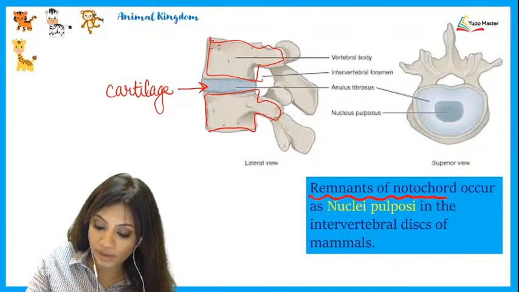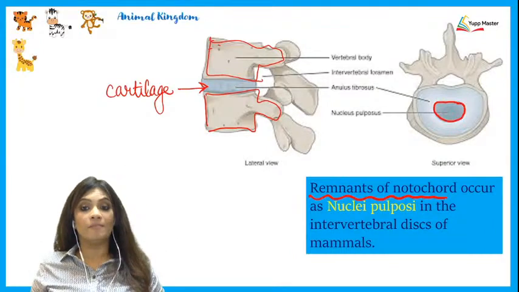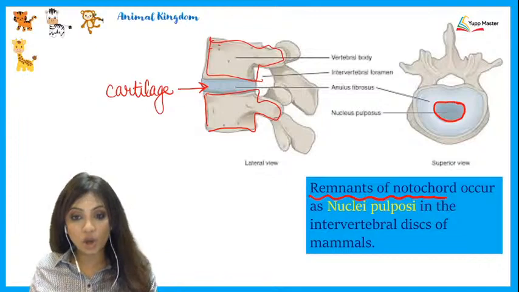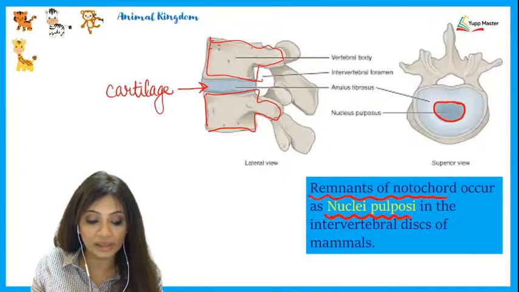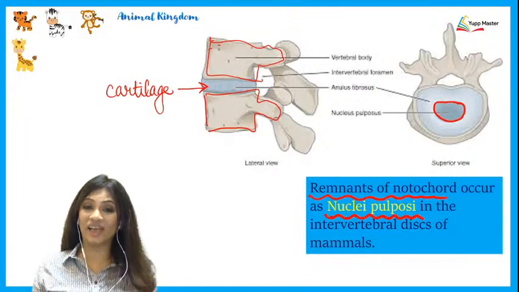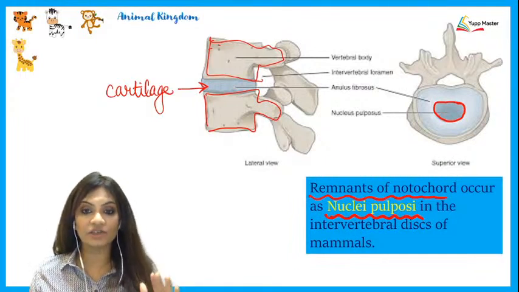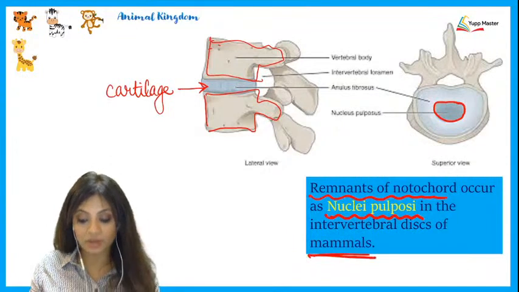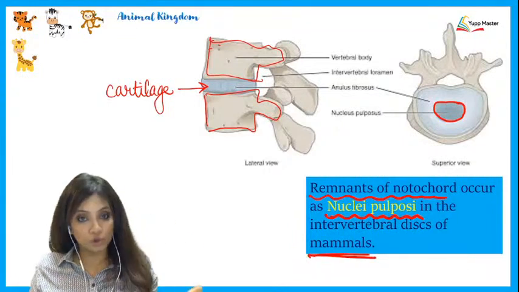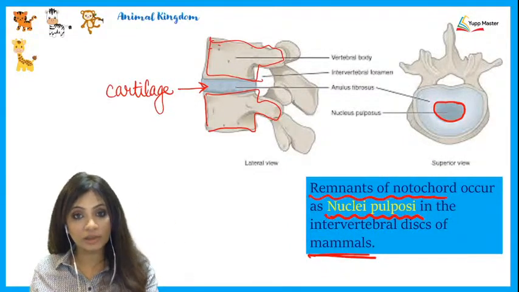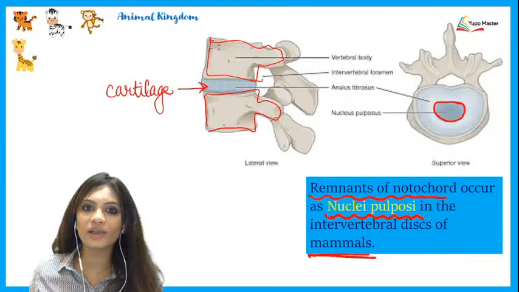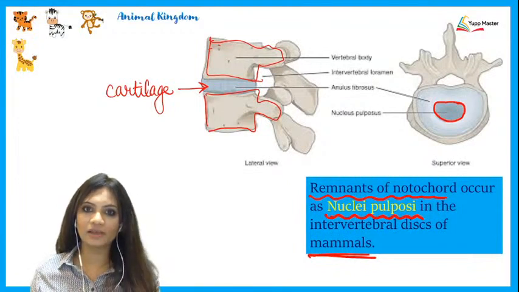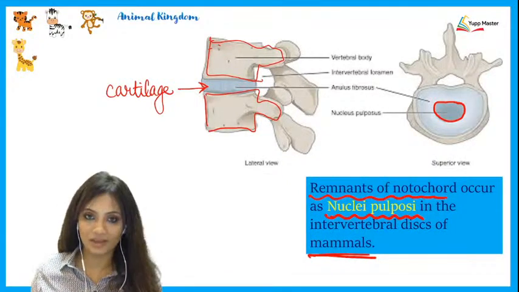And where is it located? Look at this structure here. Exactly this structure, the dot in the middle that you are finding, is called the nucleus pulposus. What is it called? It's called the nucleus pulposus. And where is it present? In the intervertebral discs of mammals. All right, so you know that the notochord is actually going to develop into a vertebral column, but a remnant is present, and this is showing us that before this vertebral column the notochord was present.